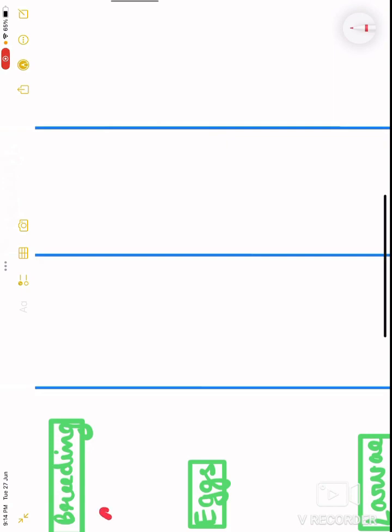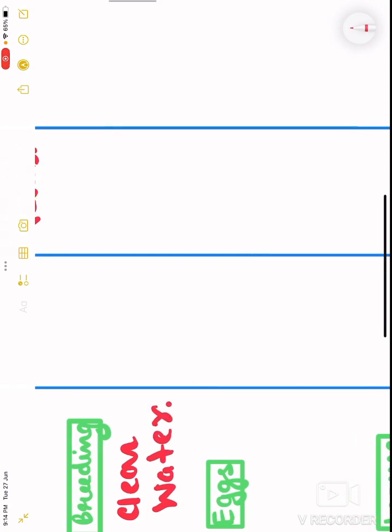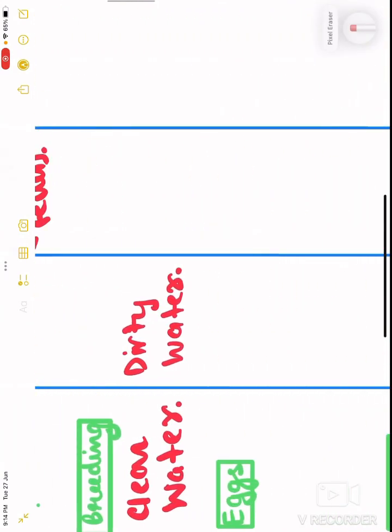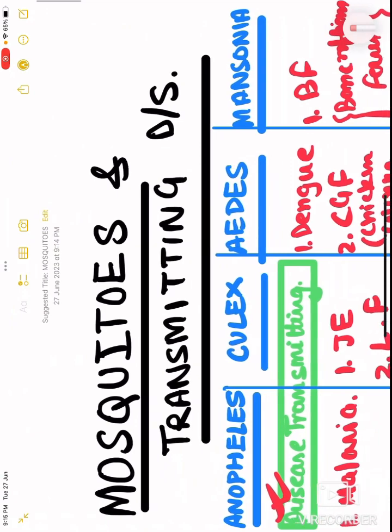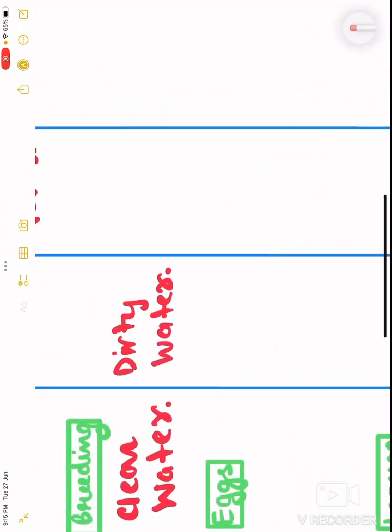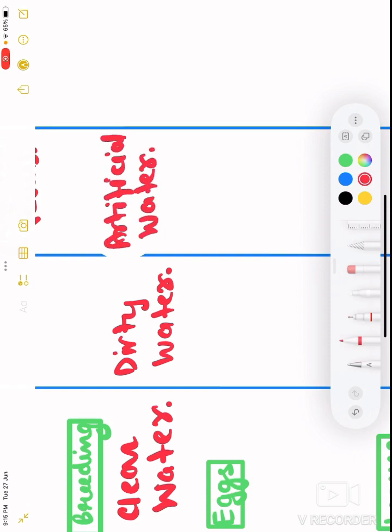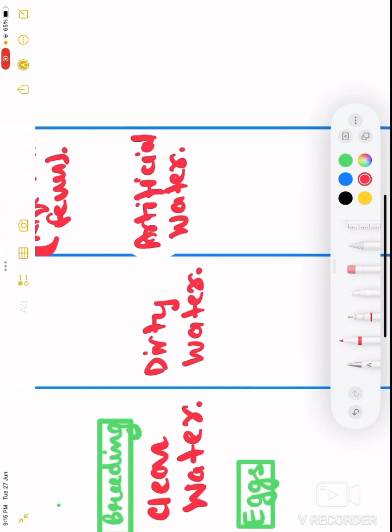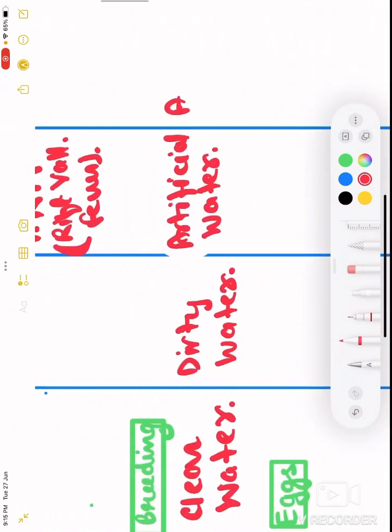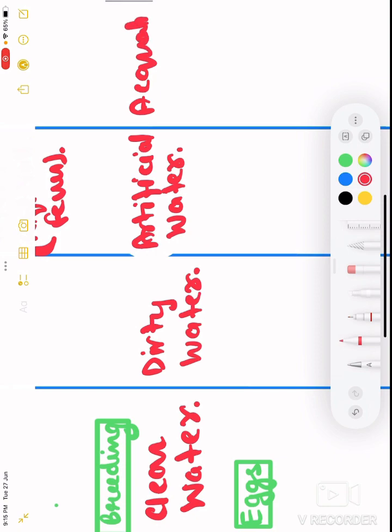Now coming to the breeding pattern. Anopheles mosquito breeds on clear water, right? Culex breeds on dirty water, right? Anopheles, clear water. Culex, dirty water. Now coming to Aedes. Aedes breeds on artificial water. Artificial water example is like water piled up in a cooler or a tire, right? And lastly, Mansonia. Mansonia breeds on aquatic water.